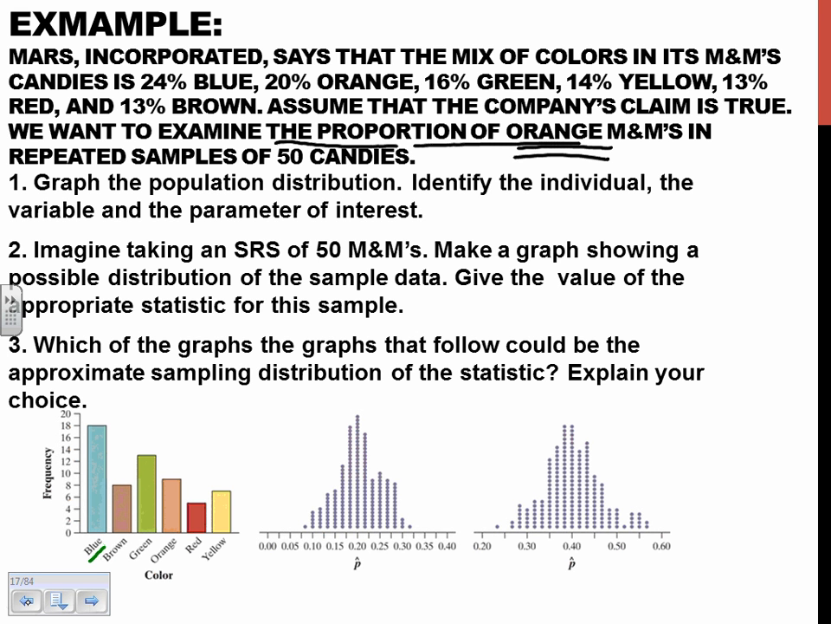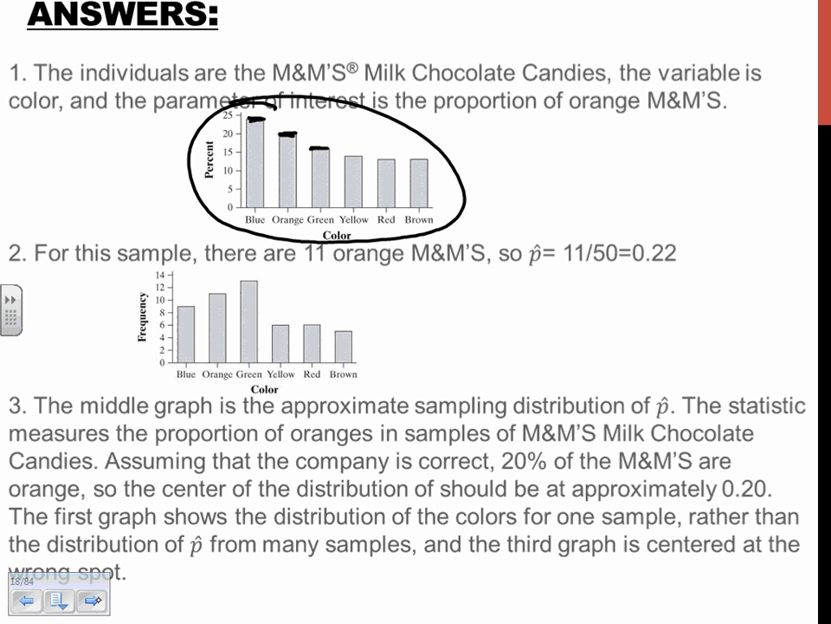So part 2: imagine taking an SRS of 50 M&Ms, make a graph showing the possible distribution of the sample data, and give the value of the appropriate statistic for the sample. All right, so that may take you some time. But here you can see that for this sample, there's going to be 11 orange M&Ms that I did. And this was my sample of what happened.